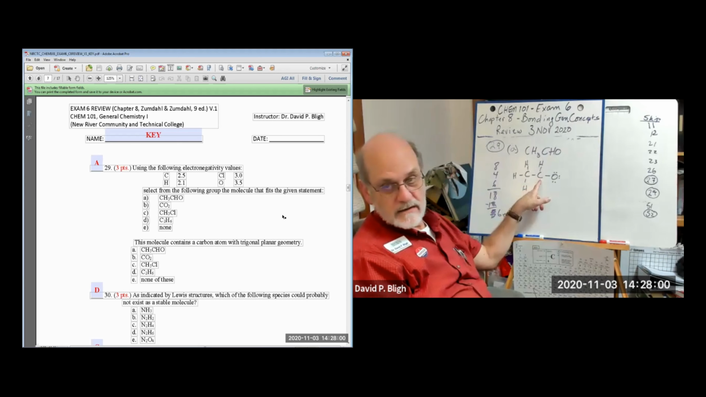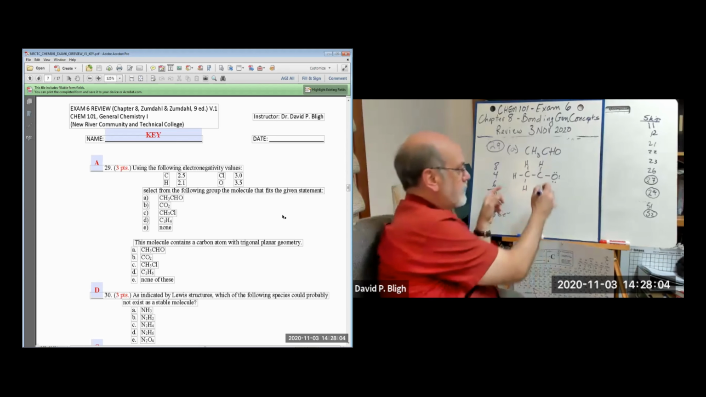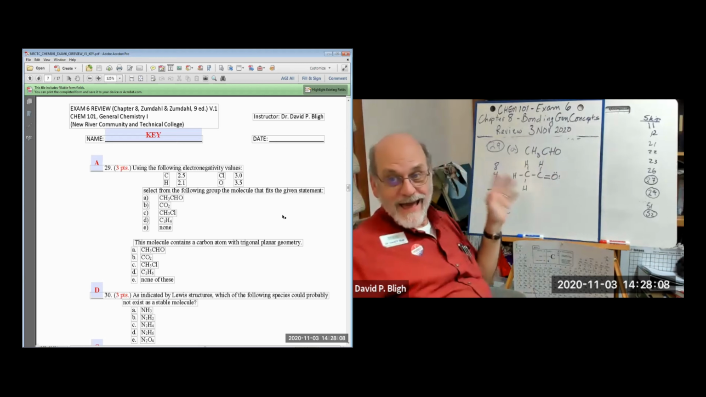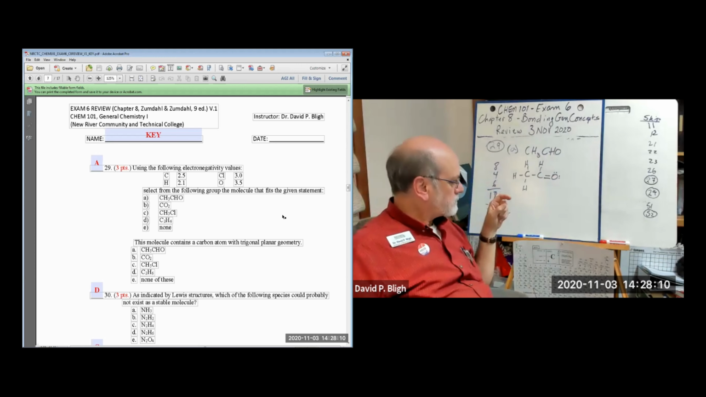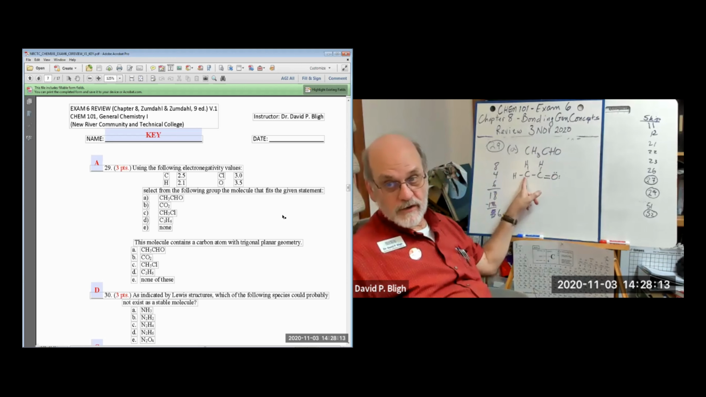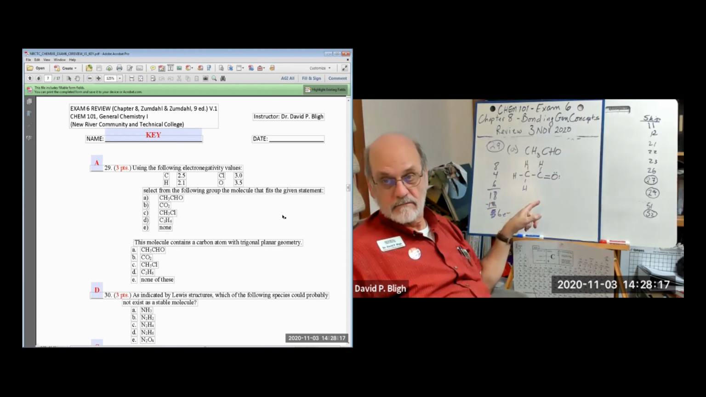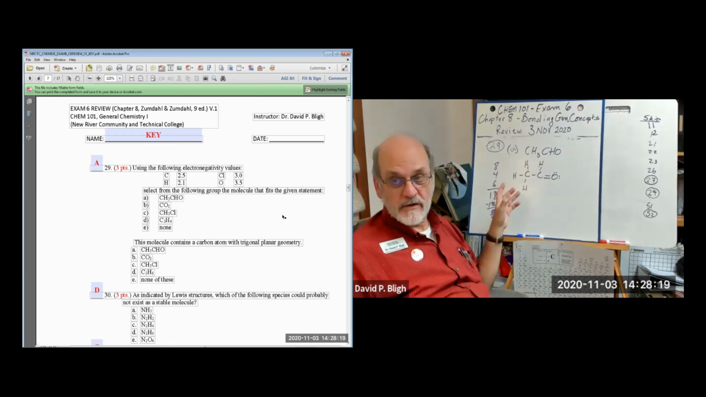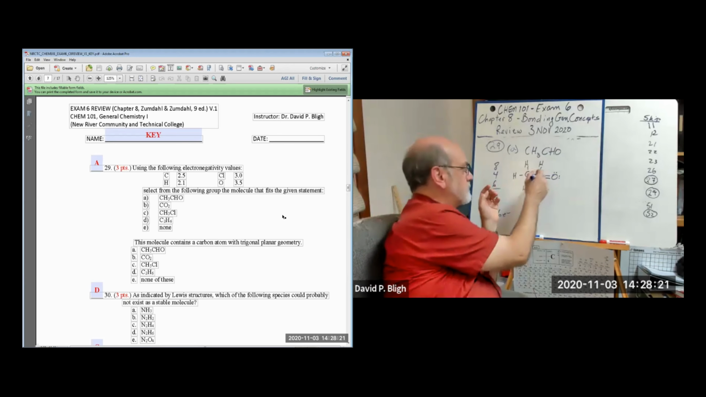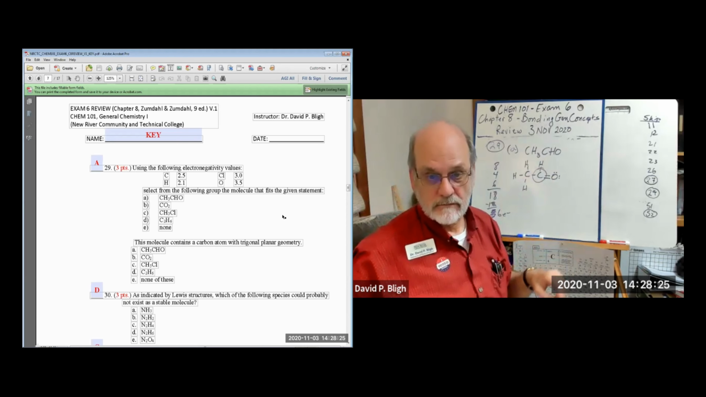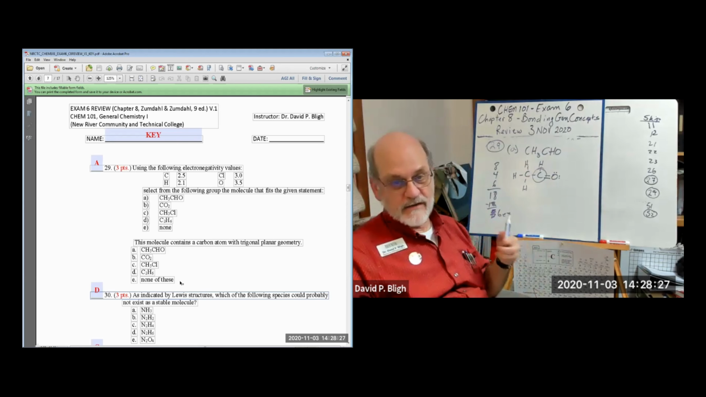And to make an octet for carbon, we need to steal a couple here and make a double bond. There. Now, what about that carbon? We know this one's tetrahedral. That carbon is 1, 2, 3. 3 groups, no lone pairs. That's trigonal planar. So that one answers the question. And since E says none of these, then you can stop there.